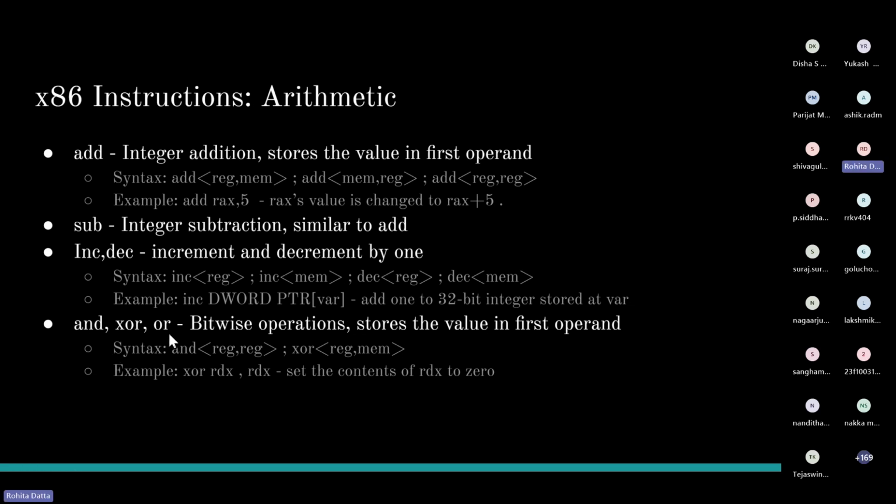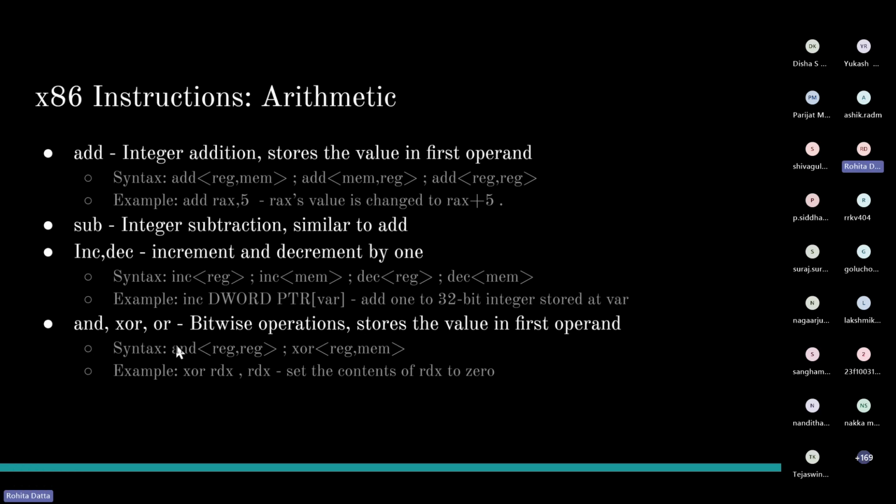And XOR, these are all bitwise operations. I hope you know what XOR is. XOR basically returns 0 anytime the bits are the same. So 1 XOR 1 is 0 and 0 XOR 0 is 0. If you look at the truth table, it's very similar to OR, except that 1 OR 1 would give you 1, but 1 XOR 1 would give you 0.